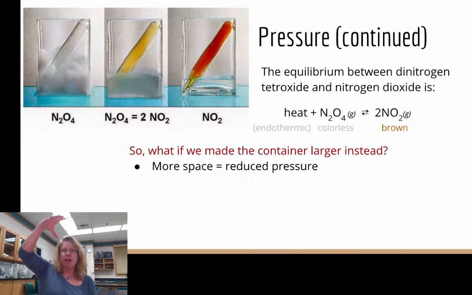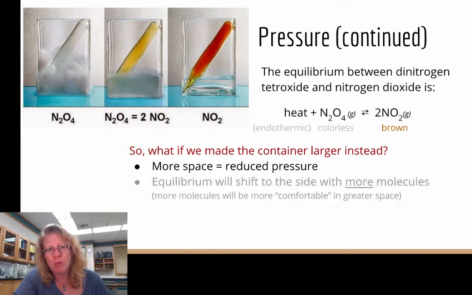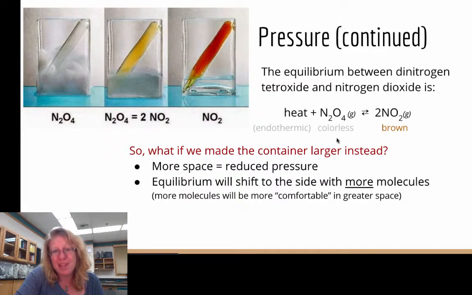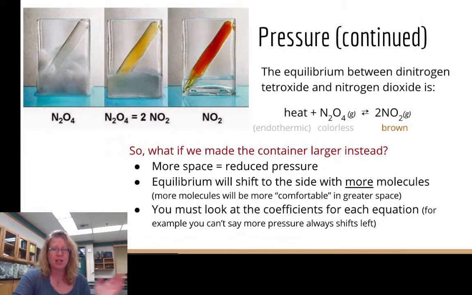Make it a larger container, a double-sized container. Now we've got less pressure, more room, right? So now the equilibrium is going to shift to the side that has more molecules, because those more molecules can fit there and bounce around and take up that space, and they're going to be totally happy there. In this case, the side that has more molecules is the right side. It's the NO2 side because there are 2 molecules present. So again, it's going to shift there.